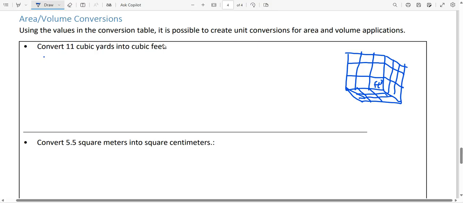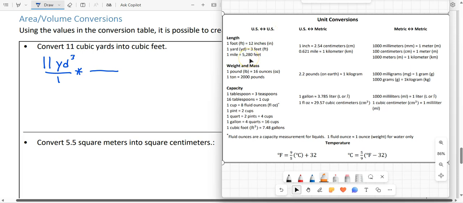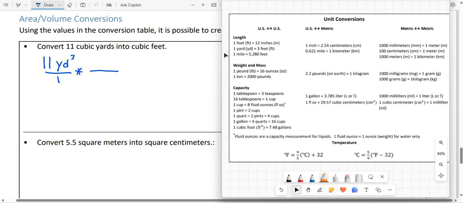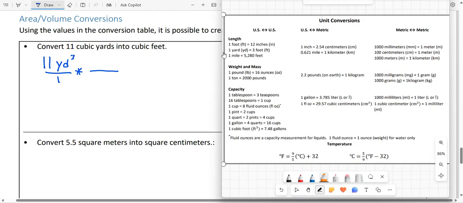So let's start off with 11 YD cubed. Put that over 1. And we want to figure out a conversion factor. And so it really needs to be a cubic yard on the bottom. But how do we get that? Let's take a look at our table first. As far as yards go, that's the one we have. There might be yards somewhere else in here. I don't see yards anywhere else. So that's it. We need to somehow convert that into a volume conversion.